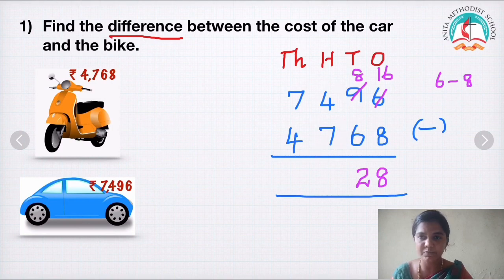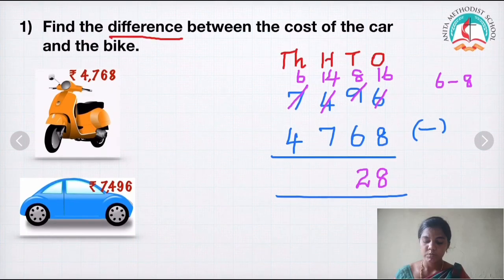In hundreds place we have 4 and 7. Here we cannot subtract 7 from 4. So we need to borrow from the thousands place. If we borrow 10 from thousands place, it will become 14. In thousands place, the 7 will become 6. So now we can subtract 7 from 14. If I subtract 7 from 14, I will get the answer as 7. If I subtract the thousands place, that is 6 minus 4, we will get the answer 2.